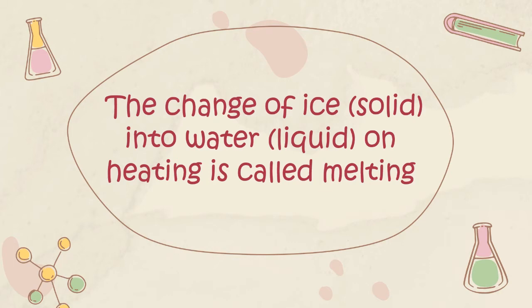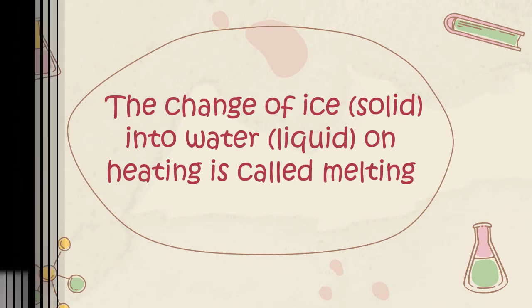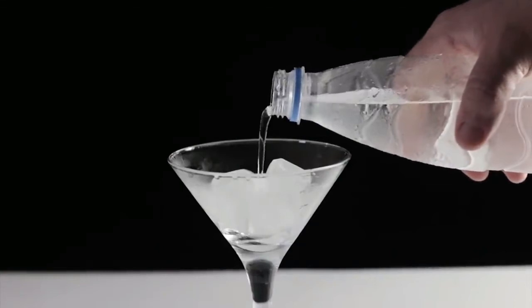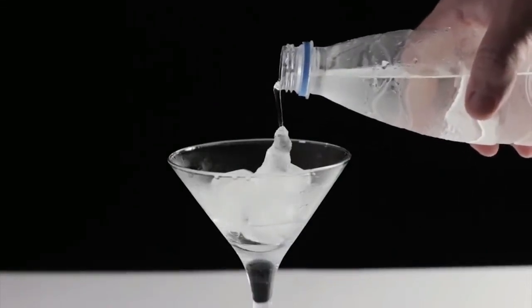The change of ice into water on heating is called melting. Perubahan es menjadi air jika dipanaskan itu disebut mencair ya atau meleleh. Nah, jadi perubahan benda padat atau zat padat, perubahan zat padat menjadi zat cair itu disebut melting ya, mencair atau meleleh. Look at the video. There is example of freezing.